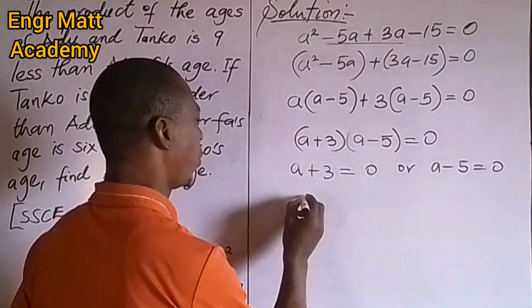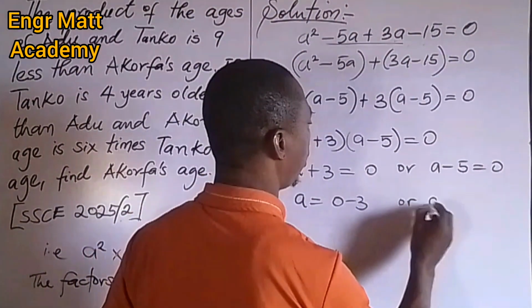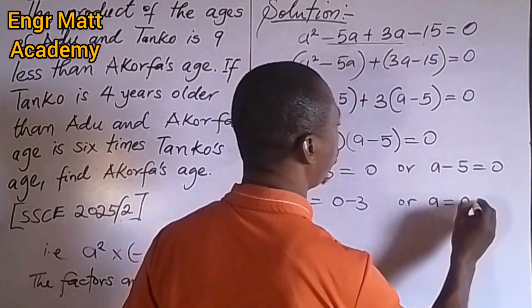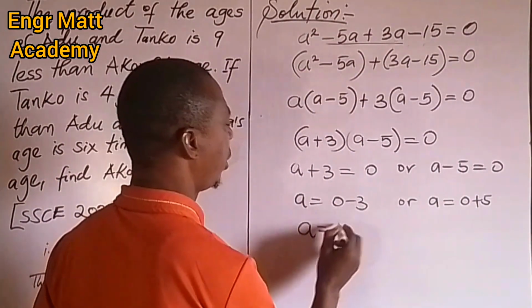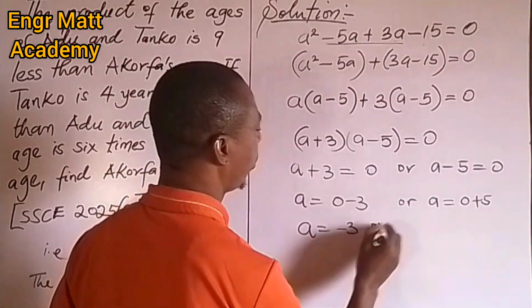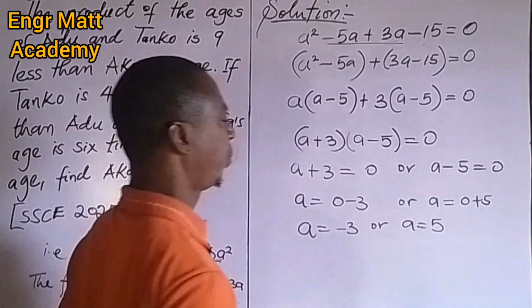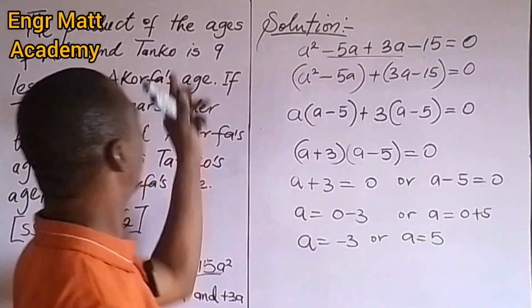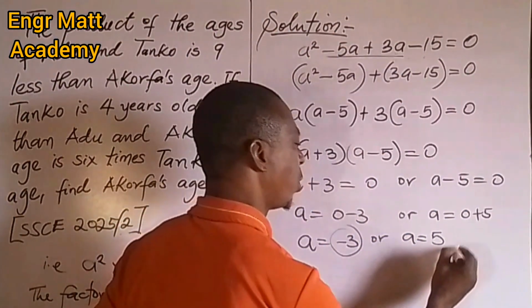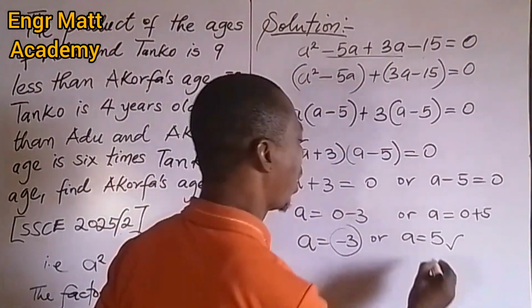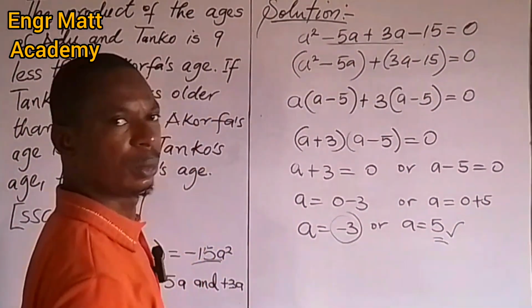This will give us a is equal to 0 minus 3, or a equal to 0 plus 5. So a is equal to 0 minus 3 is minus 3, or a is equal to 0 plus 5 is 5. Since we are dealing with ages, we don't have negative ages, so we take the positive value. A is equal to 5. So Adu was 5 years old.